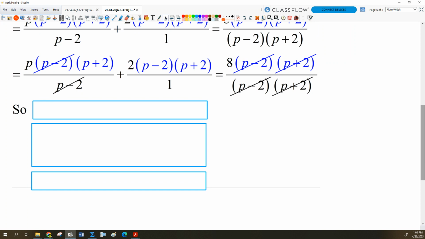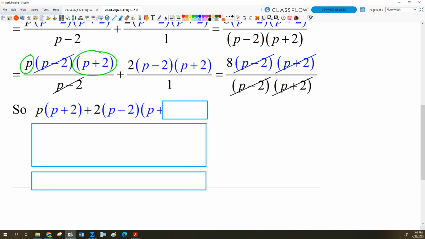What's left? In the first fraction, the only thing that's left behind is just p times p plus 2. In the second one, everything stays there, right? And in the third one, the only thing left is 8. Everything else canceled. But look what we did. Now we got this down to the fractions are gone. Doesn't that look so much better now that the fractions are gone? Looks way easier, right? So now I've just got to multiply that whole thing out, right?